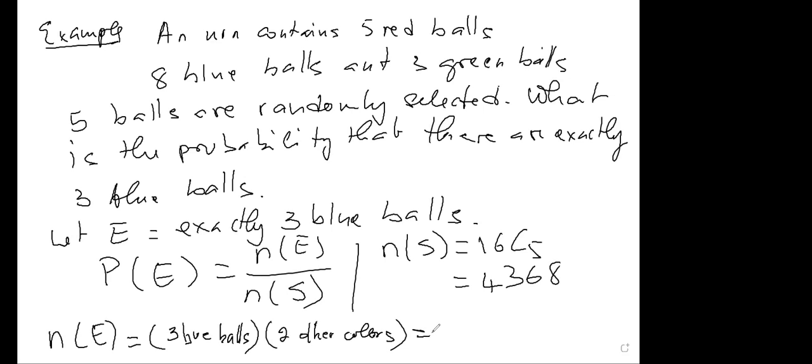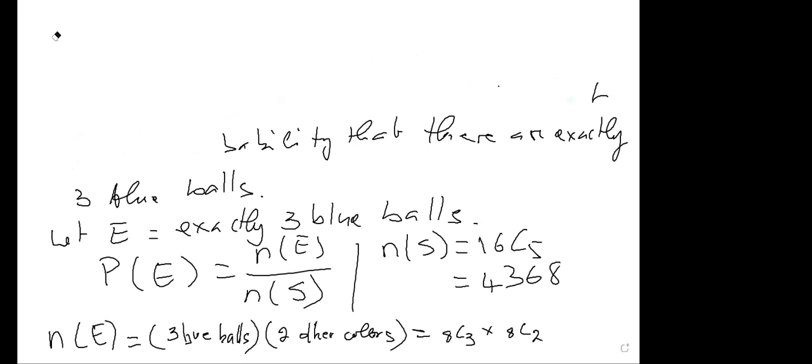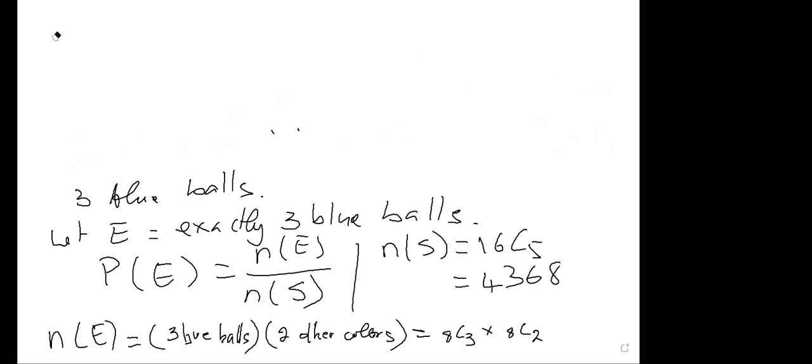So in how many blue balls do we have? 8 combination 3. How many other colors do we have? If they are not blue, how many colors are not blue? How many? 8 combination 2. I will come back to write it here. So you can use your calculator to find n of E. 8 combination 3.